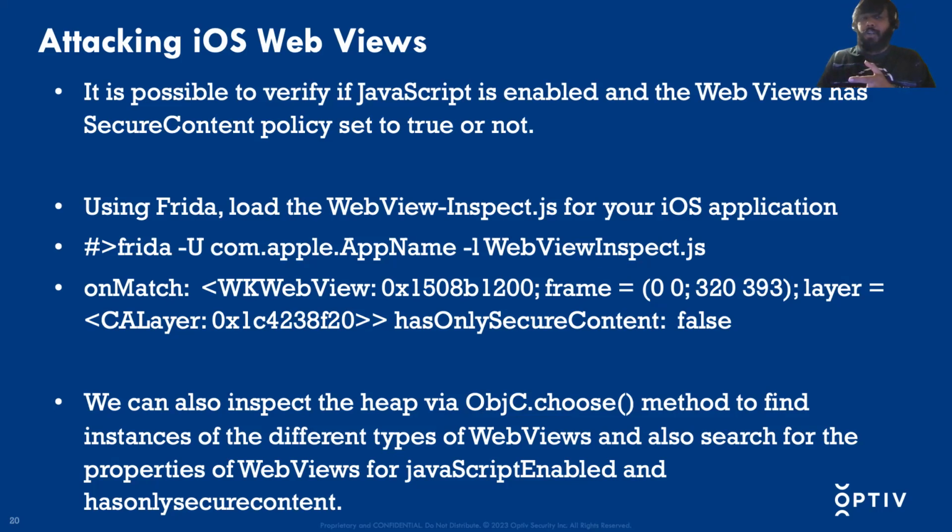The secure content policy is a policy where the component makes sure that the content coming from the web to the application is served over HTTPS and not just HTTP. So the secure content policy makes sure the application displays only secure content and doesn't end up displaying insecure content.